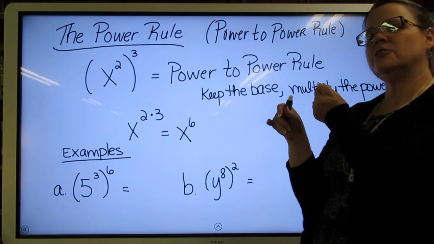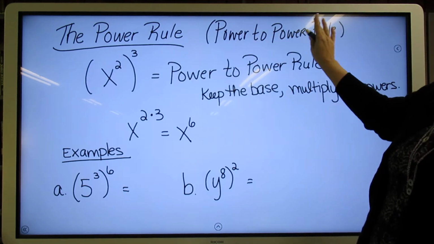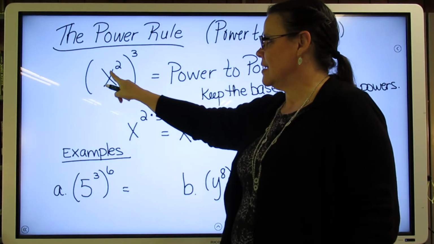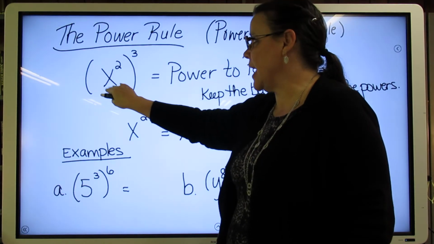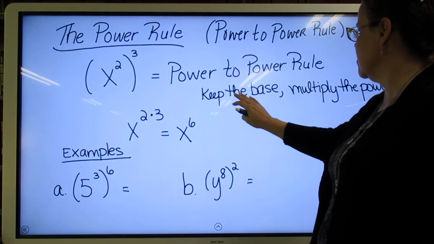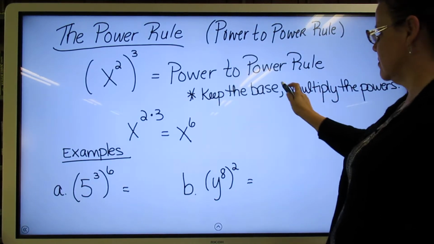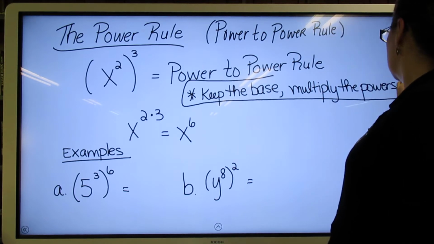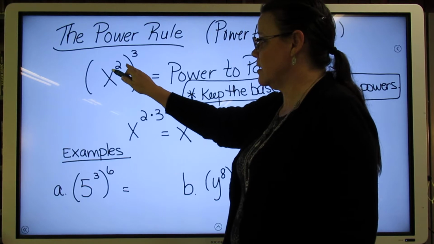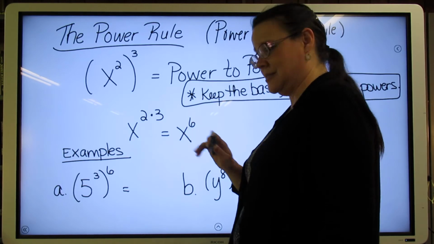All right, so this is a continuation of our exponent rules, and we have the power rule, or sometimes they call it the power to power rule. Why? Because there's a power on the outside with a power on the inside. So x squared to the third power. And what you do with that is power to power rule: keep the base, multiply the powers, right? Keep the base, multiply the powers. So if I have x squared to the third power, I'm going to do x squared, and I'm going to times it by 3, and I would get x to the 6th.